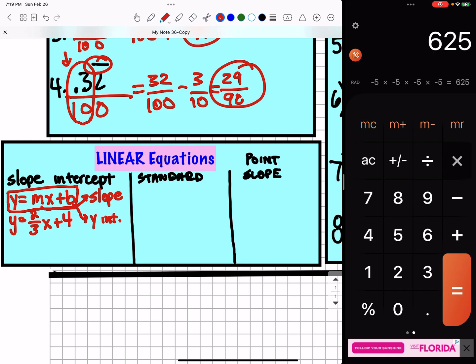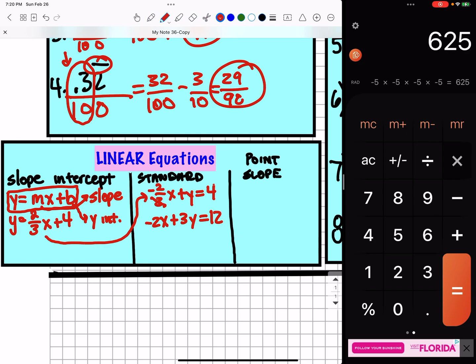Now, I could take this equation and rearrange it and put it in standard form. I could throw the 2/3 x to the other side and make it -2/3 x plus y equals 4. All I did was take the x's and move them to the left, and when you move them to the left, they become negative. But then you're not allowed to have a fraction in standard form, so I'd multiply everything by 3. That gets rid of the bottom and gives -2x plus 3y equals 12. So same equation, I just rearranged it.